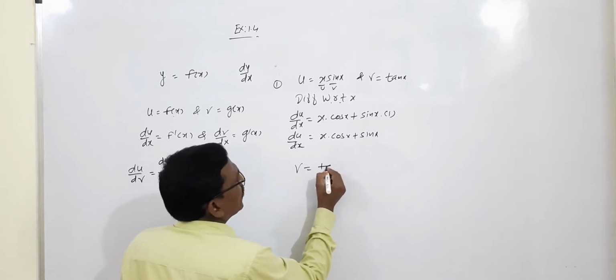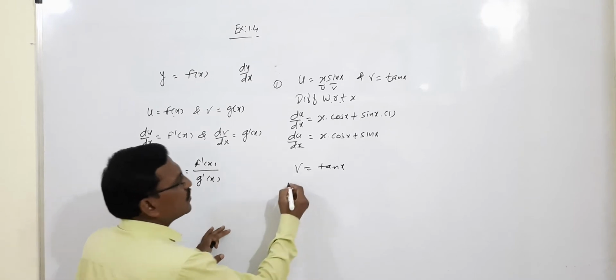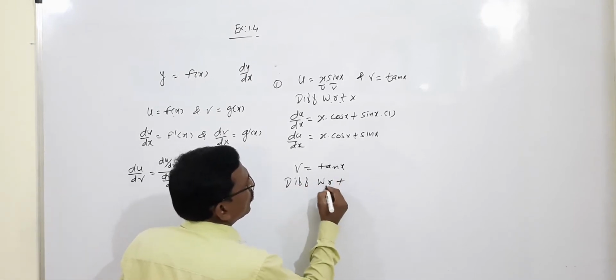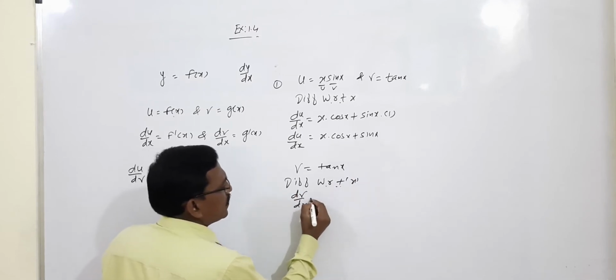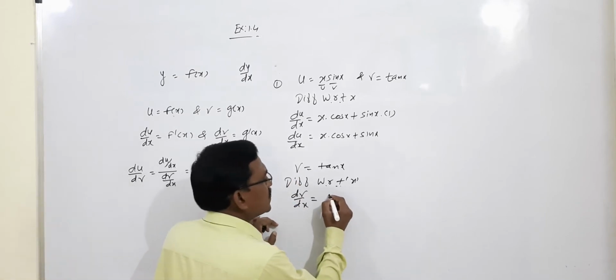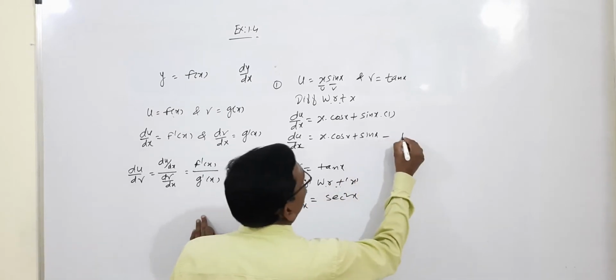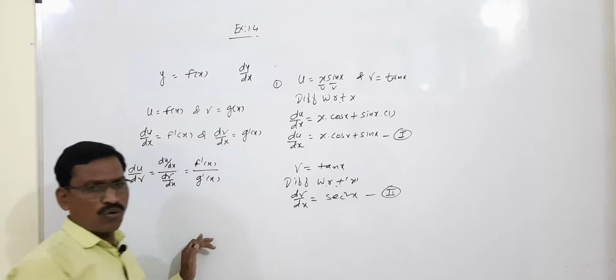Also here v equal to tan x, our next function. Now again we differentiate the v function with respect to x, so it gives dv by dx, the derivative of v with respect to x, and the derivative of tan x is sec square x. Now call it first and this second.